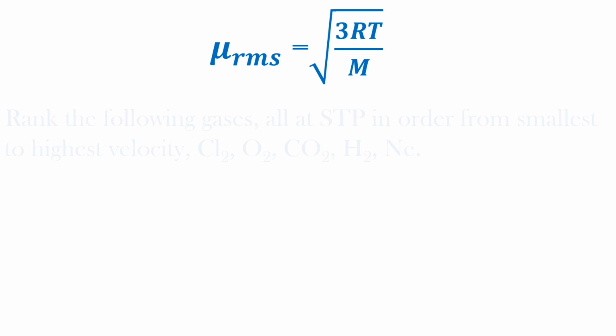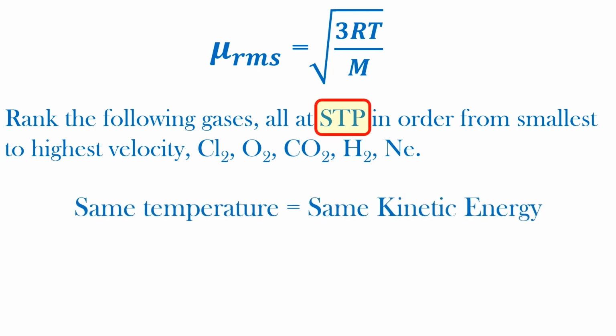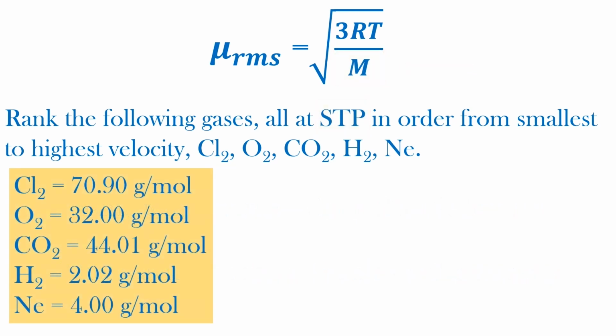For example, let's rank the following gases all at STP in order of smallest to highest velocities. Note, all of the gases are at STP. They have the same temperature, thus have the same kinetic energy. But their velocities are inversely dependent on their mass. The heavier the mass, the slower the velocity. Let's find the molar masses. Here are the molar masses for the gases.